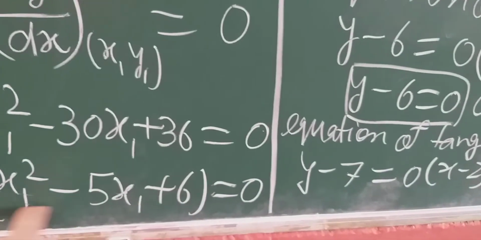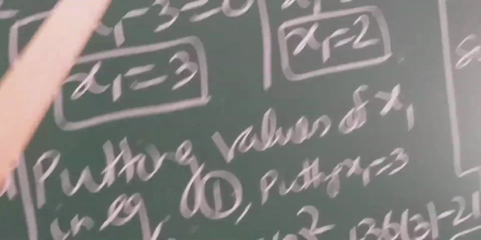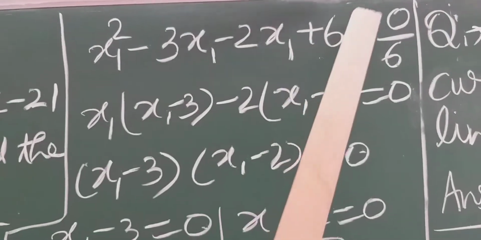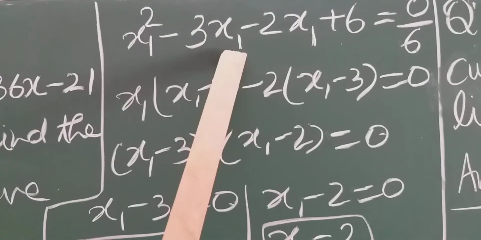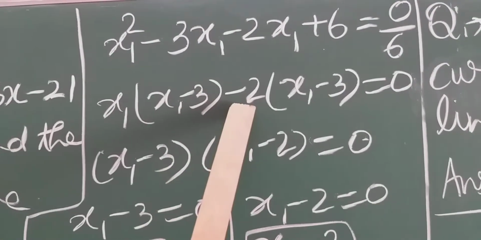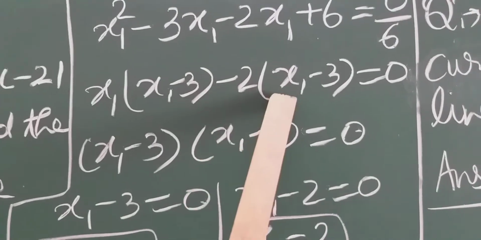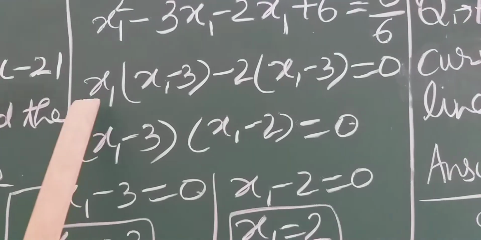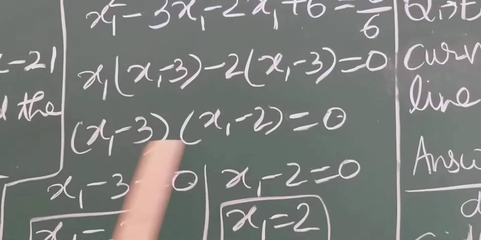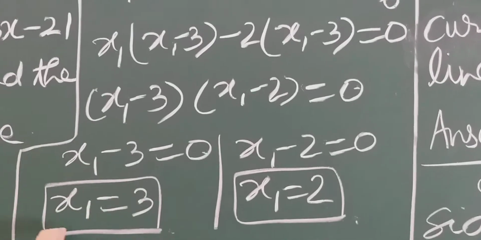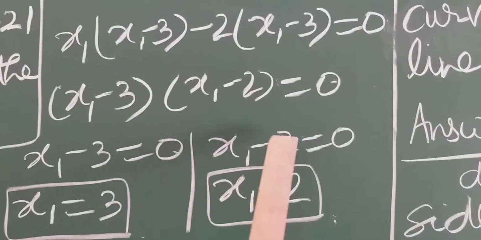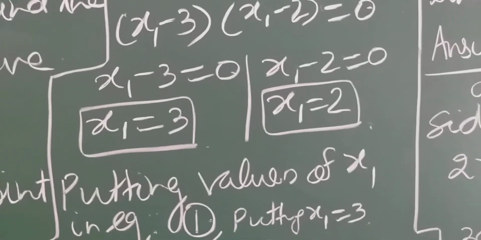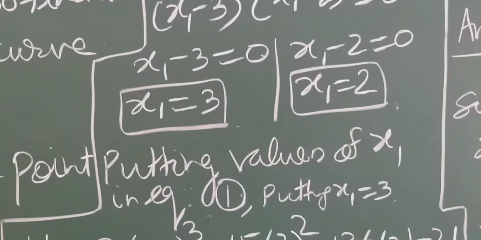We can solve it by splitting the middle term. 3 times 2 is 6. x1 square minus 3x1 minus 2x1 plus 6 equals 0. x1 is common, and minus 2 is common. So x1 minus 3 is common. What is left? x1 minus 2. So x1 minus 3 equals 0, so x1 equals 3. And x1 minus 2 equals 0, then x1 equals 2. So these are the 2 values of x1, students.